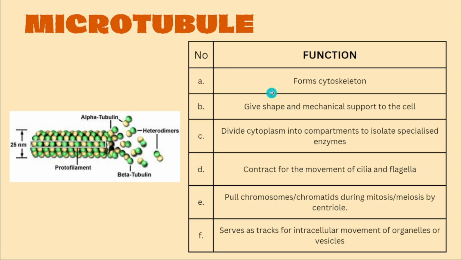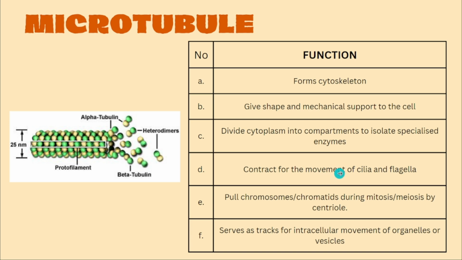Okay, and this is the general function of the microtubule. The main function is to form the cytoskeleton. This is the major component of the cytoskeleton, to form the whole cytoskeleton. And of course, as I mentioned, the cytoskeleton provides mechanical support and gives shape to the cell. It also divides the cytoplasm into compartments to isolate specialized enzymes. So this microtubule is able to isolate the enzymes.